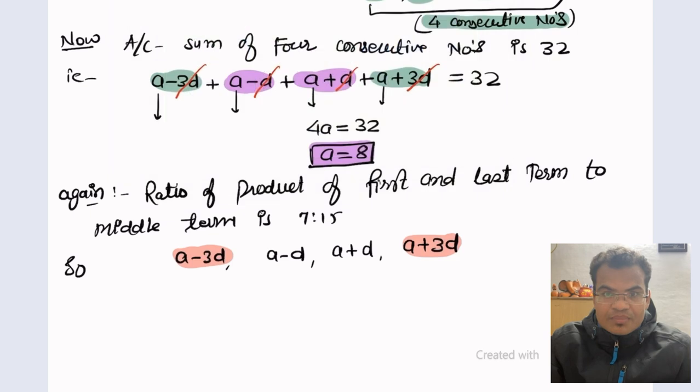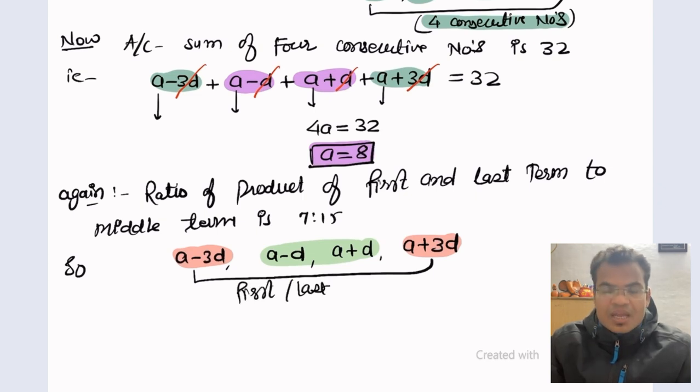So the product of these numbers, and the product of middle numbers a minus d and a plus d. So we are taking this first and last term, their product, and the product of middle terms, that is a minus d and a plus d. So the ratio of the product of first and last term to the product of middle terms is 7:15. This is the condition only, right?